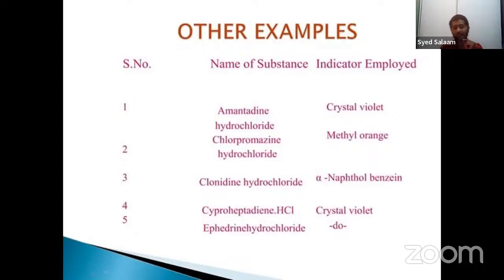Next, other examples of what sort of indicators can be employed for various substances. Amantadine hydrochloride employs crystal violet as indicator. For chlorpromazine hydrochloride, methyl orange is used. For clonidine hydrochloride, alpha naphtholbenzein is used. Cyproheptadine hydrochloride will use crystal violet. And for ephedrine hydrochloride also, crystal violet is used.